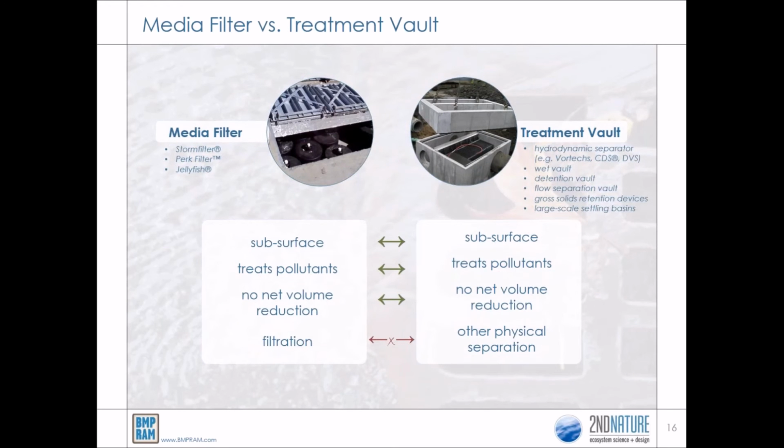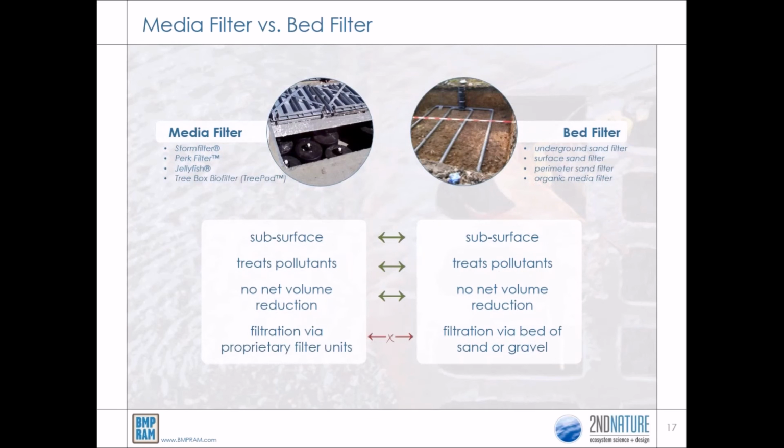Media filters and treatment vaults. Both of these BMPs are proprietary, prefabricated subsurface vault structures that reduce pollutant concentrations but not stormwater volumes. Media filters have filter units that may capture particulate pollutants and/or treat dissolved constituents. Treatment vaults physically separate particulate pollutants such as trash, sediment, and debris via water separation and settling techniques like swirling vortex, screens, baffles, and weirs.